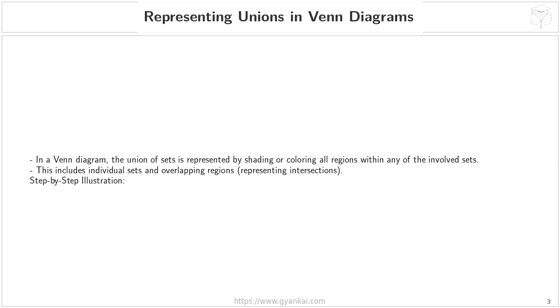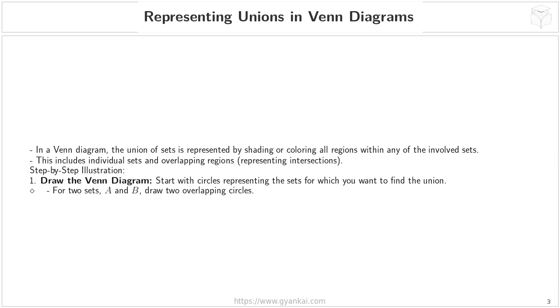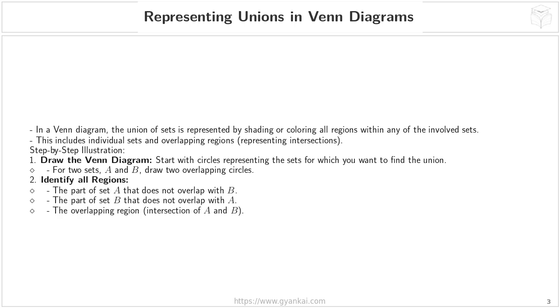Now, let's break it down step by step. Step 1 is to draw the Venn diagram. We start by drawing circles to represent the sets we're working with. If we have 2 sets, let's call them A and B, we draw 2 overlapping circles. This overlap is crucial, as it shows where the sets have elements in common. Step 2 is to identify all the regions. Think of it like this.